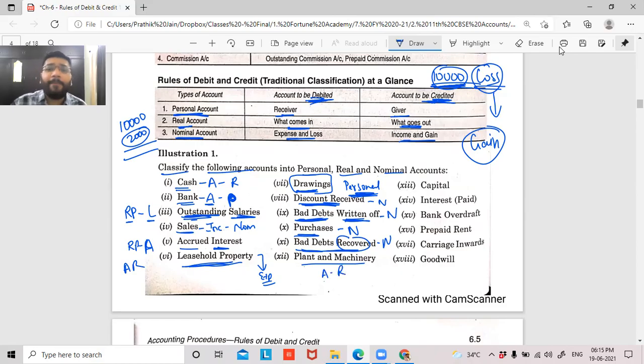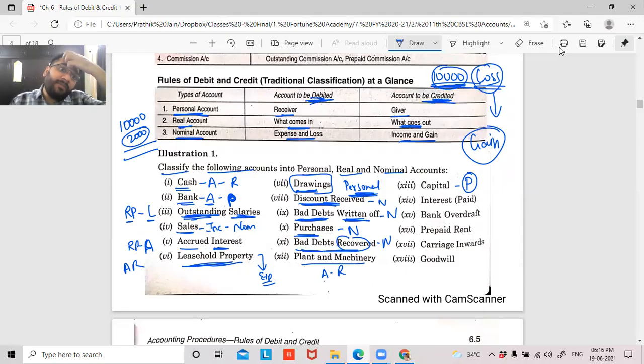Beautiful. Capital, guys. Liability. Capital is personal, sir. It comes under the liability column, so hence it is personal. Brilliant. Which person? Natural person, artificial person, or representative personal account? Natural person. If the owner who is contributing to capital is a human being, then natural person.